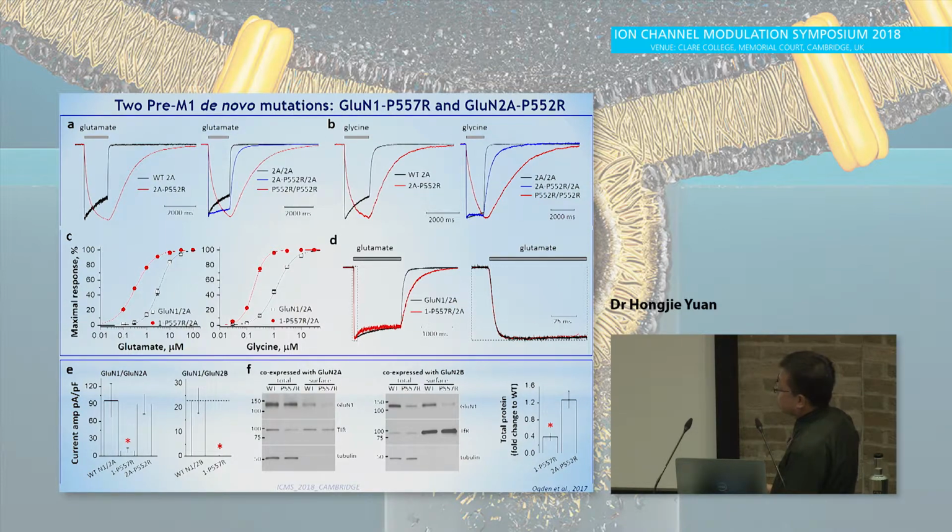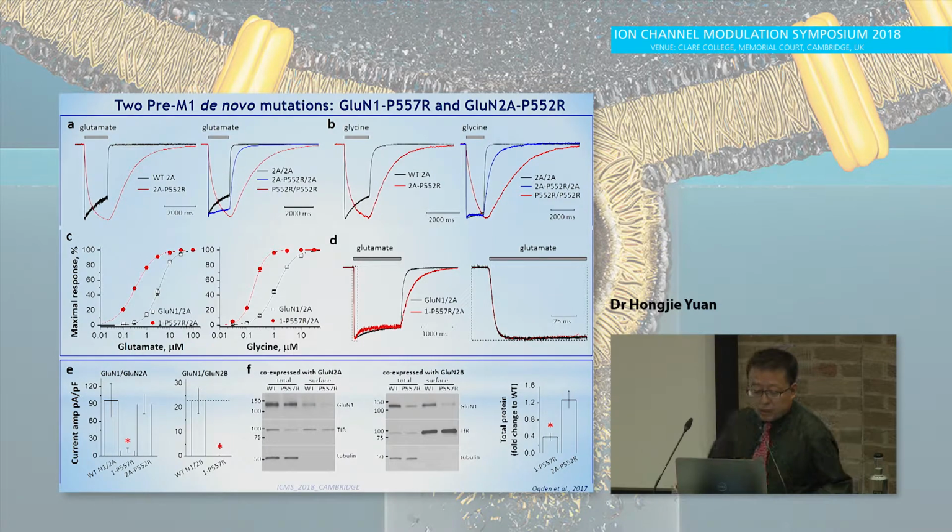This data is from transfected HEK cells. We can see 2A P552R has comparable current amplitude to the wild type, but GluN1 P557R has a significantly smaller current amplitude, when co-expressed with 2A and co-expressed with GRIN2B.